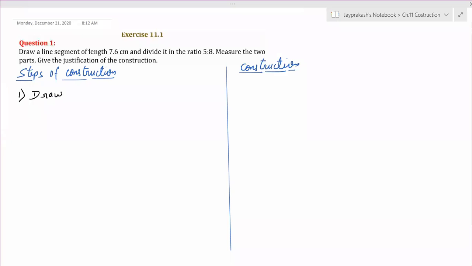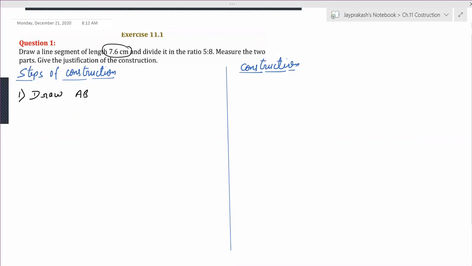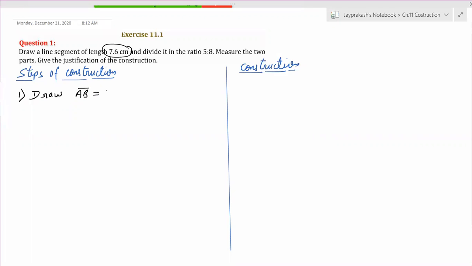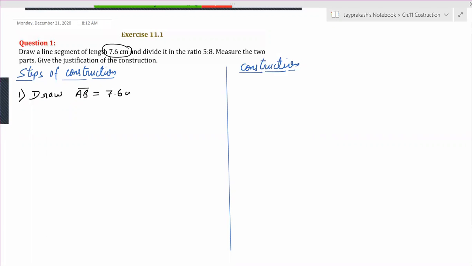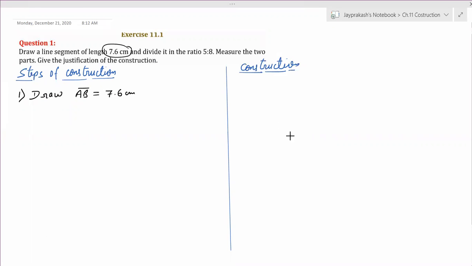So we are taking a line segment 7.6 centimeter and let's give it the name AB. So draw line segment AB equals 7.6 centimeter. Now in the middle of the page, arrange your ruler. At the next page, in the middle. So this one is AB with 7.6 centimeter.